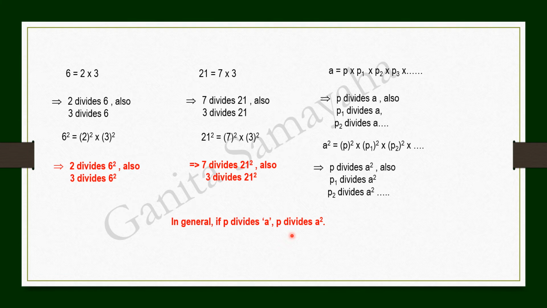Is it clear, children? Fine. So we will be using this concept in our further understanding. Clear? Very simple. You should just know that if A is equal to M into N into etc., that is, M divides A, M also divides A squared. That is all. Is it clear, children? Fine. So let us do what we have to do in today's video.